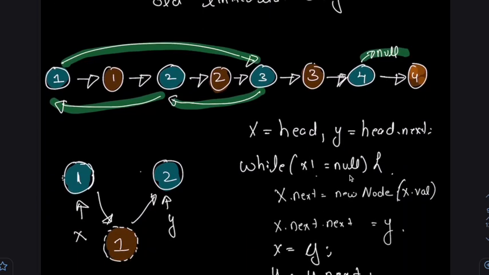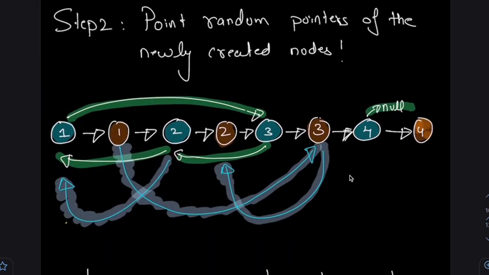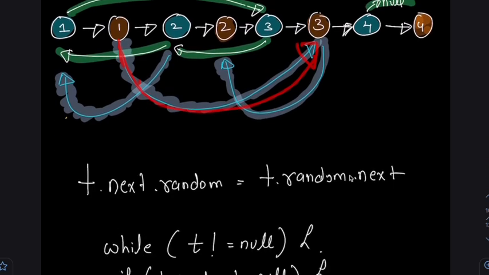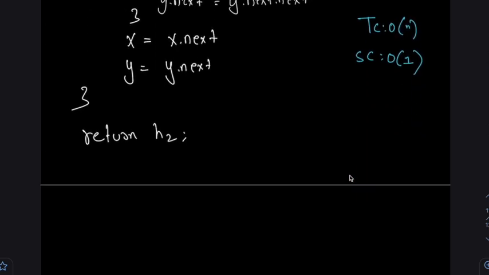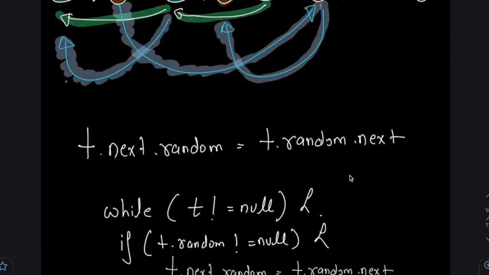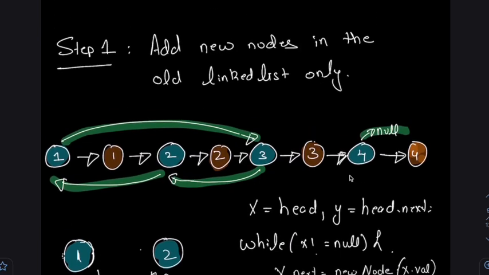How we were doing this: we were first adding nodes in the original linked list only. Then we pointed the random nodes of the new linked list nodes properly, and then we decoupled the linked list. It's a complex solution. I can't complete it in revision. Do go through it. You'll understand it. If possible, try to remember it.